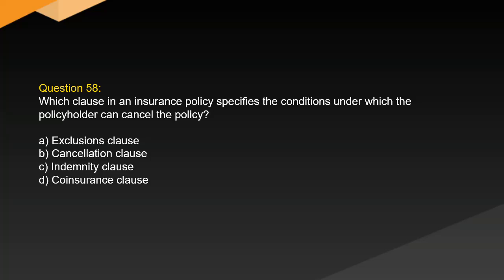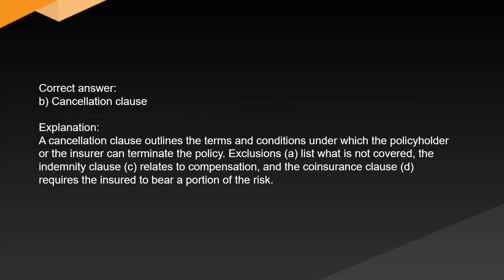Question 58. Which clause in an insurance policy specifies the conditions under which the policyholder can cancel the policy? A. Exclusions clause. B. Cancellation clause. C. Indemnity clause. D. Coinsurance clause. Correct answer: B. Cancellation clause.